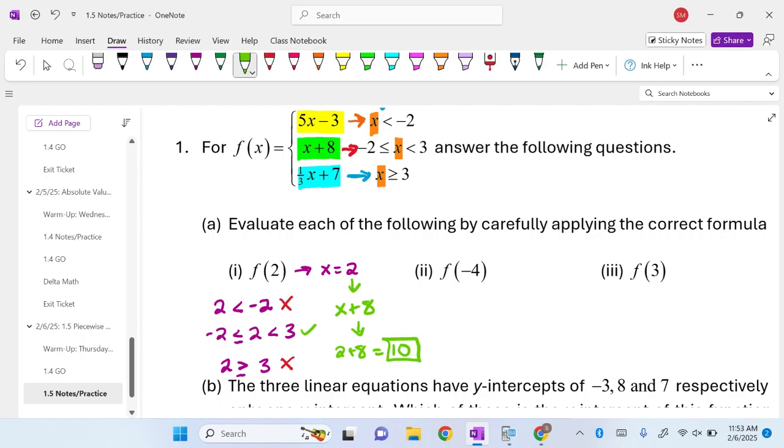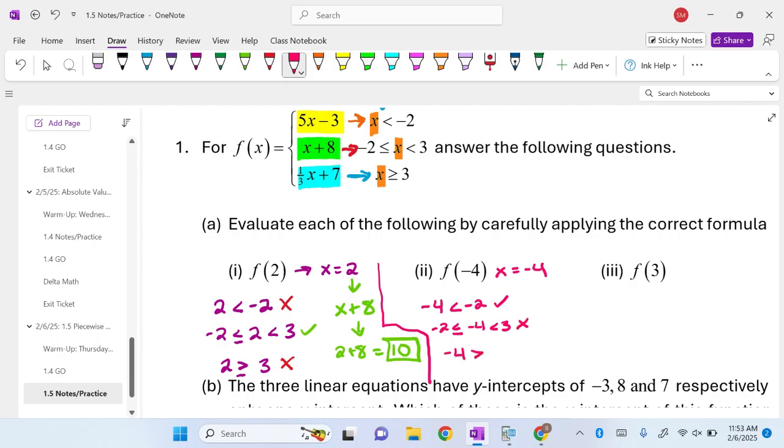All right, let's try another one. So again, I'm evaluating when x is equal to -4 here. We're going to do the exact same thing. I'm going to plug -4 into all three of these domains and ask myself, are they true? So is -4 less than -2? Is that a true statement? Yes. Is it true that -2 is less than or equal to -4, which is less than 3? So is it true that -4 is between -2 and 3? No.